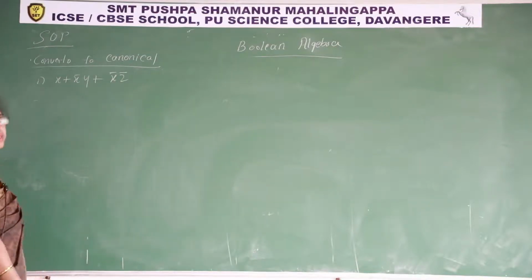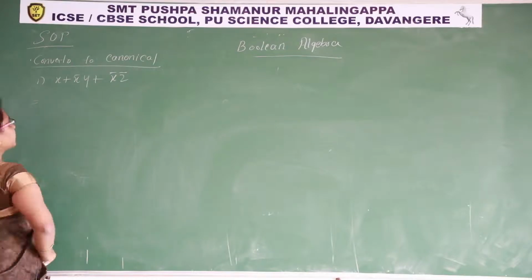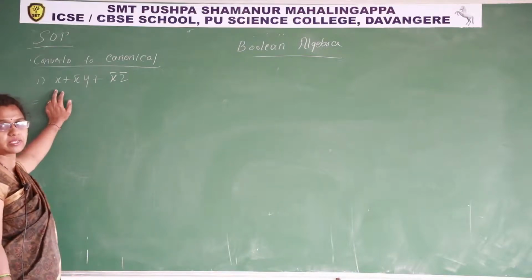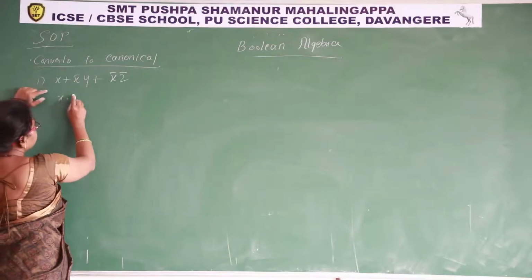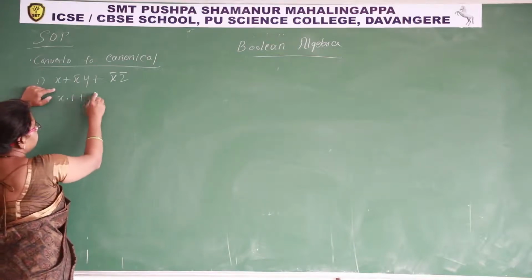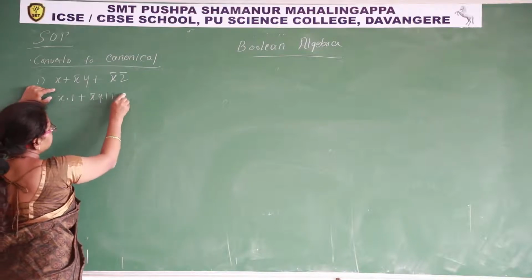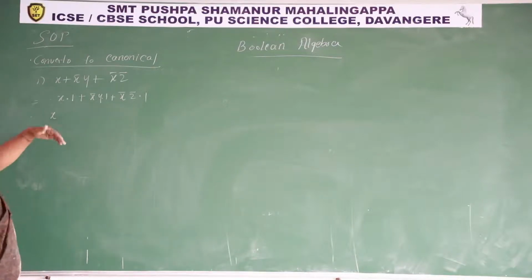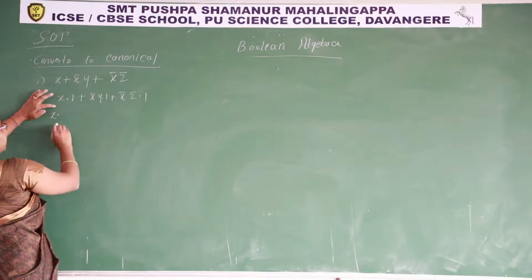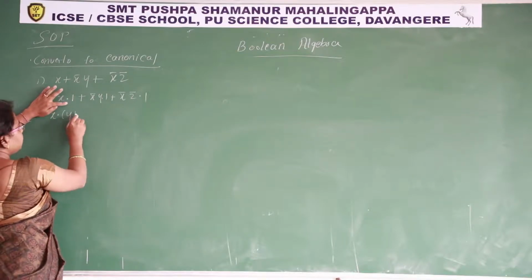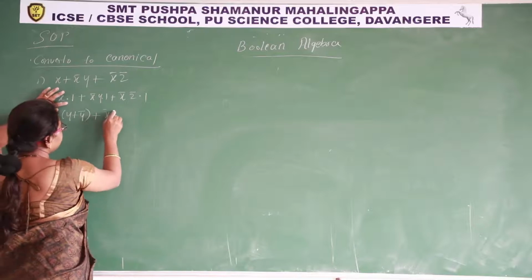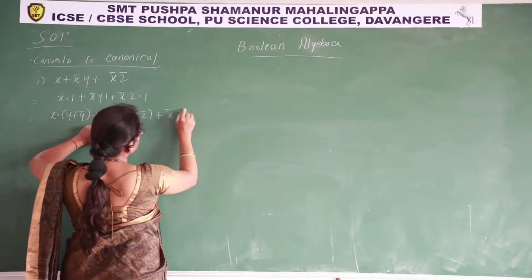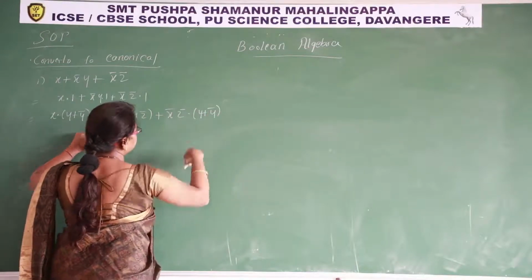Total how many different variables are there? 3 variables. So each sub expression must contain 3 variables, but in the first sub expression only 1 variable is present, 2 variables are missing. I must replace those like this: x into 1 plus x bar y into 1 plus x bar z bar into 1. I'll substitute 1 by 1. First I'll replace this 1 by y plus y bar. Here x bar y into z plus z bar plus x bar z bar into y plus y bar.